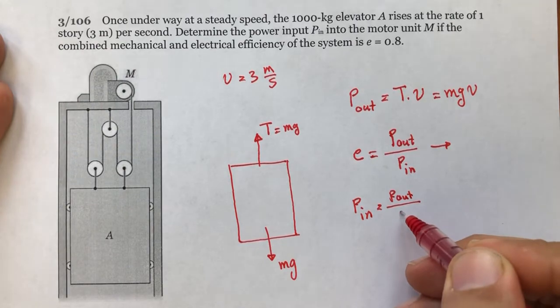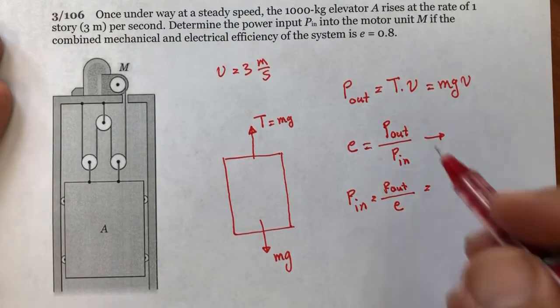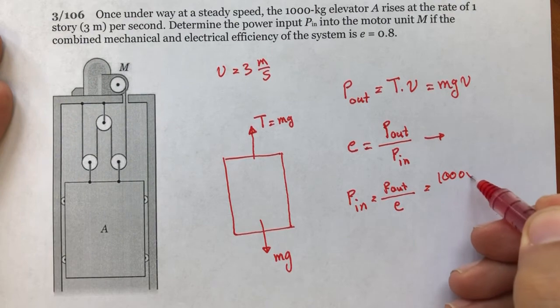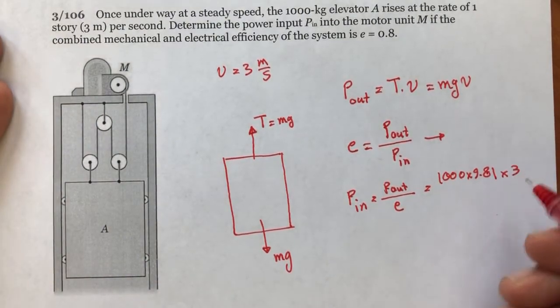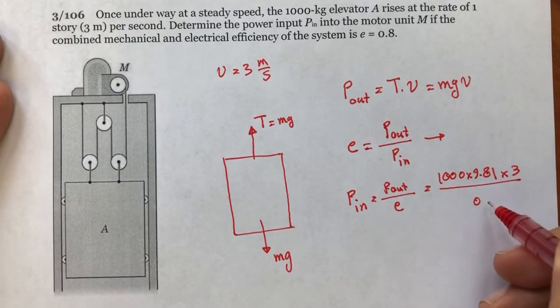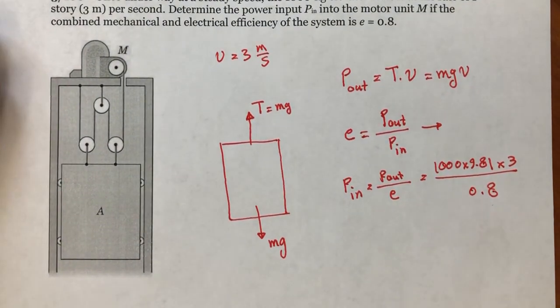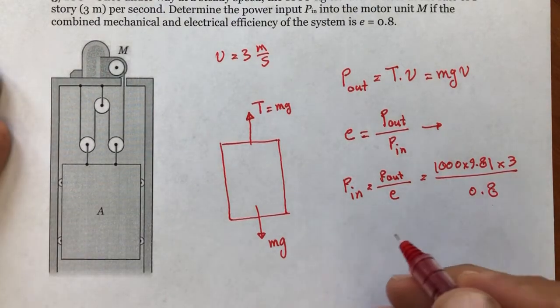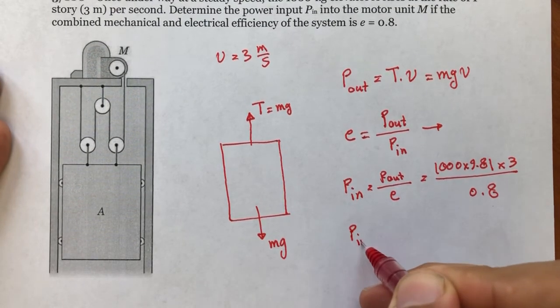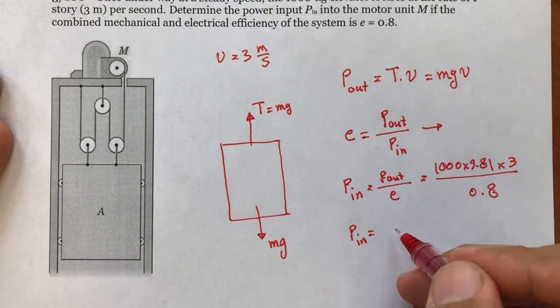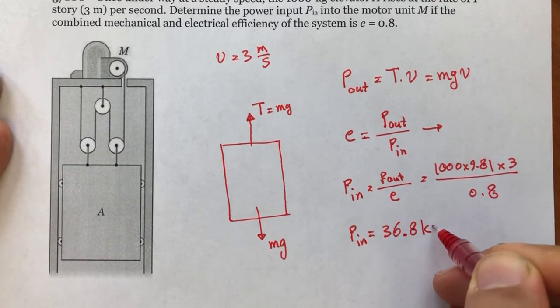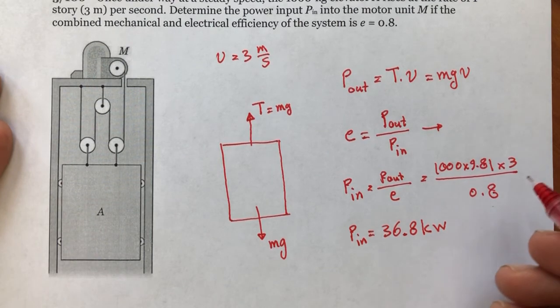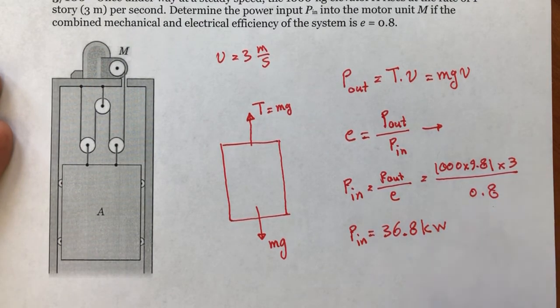P in equals P out divided by efficiency, which is going to be equal to 1000 kilograms times 9.81, which is mg, times velocity, which is 3, divided by 0.8, which is the efficiency of the system. Okay, so if you do that, then the input power is going to be 36.8 kilowatts. The unit is going to be watts. By dividing it by 1000, you're going to find it in kilowatts.